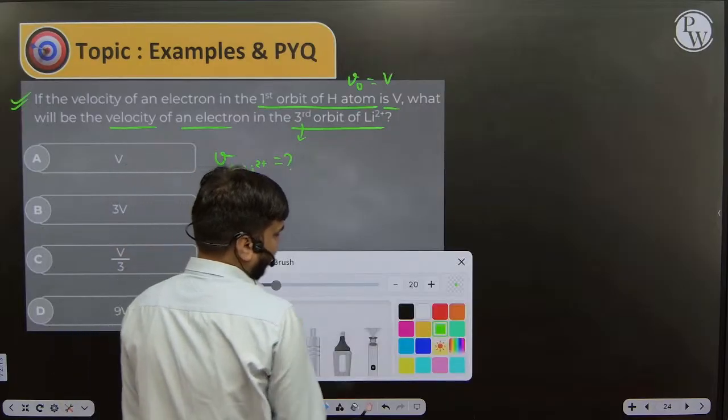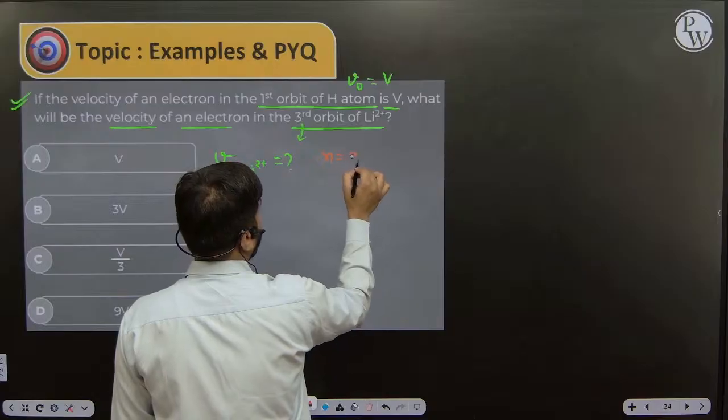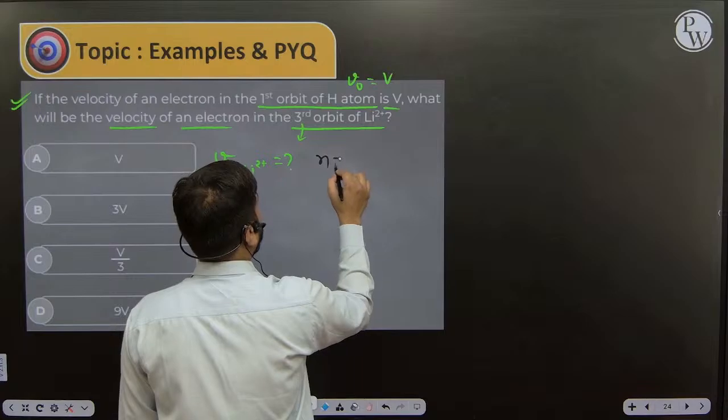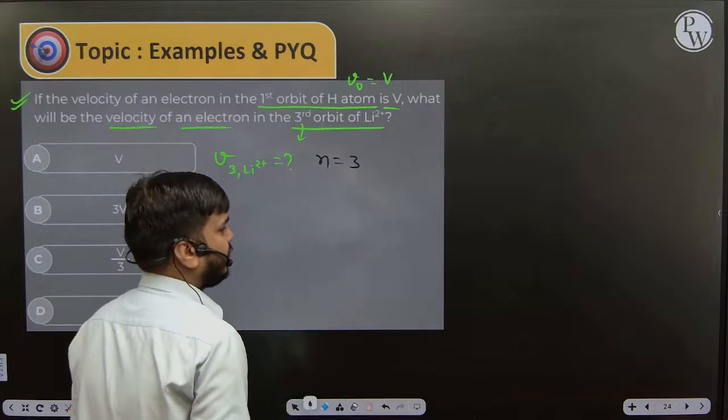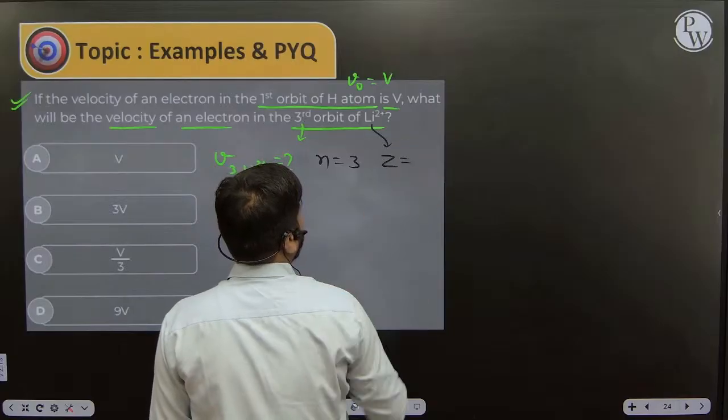So here it is the third orbit, so n will be equal to what? 3. And for lithium plus 2, Z will be equal to what?